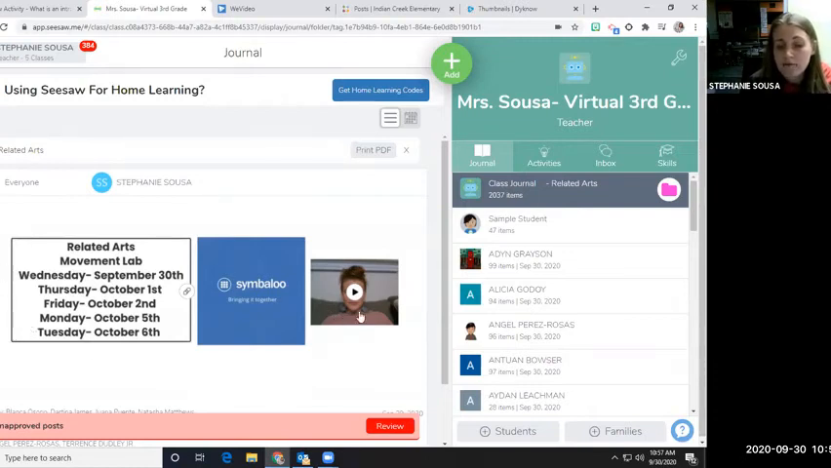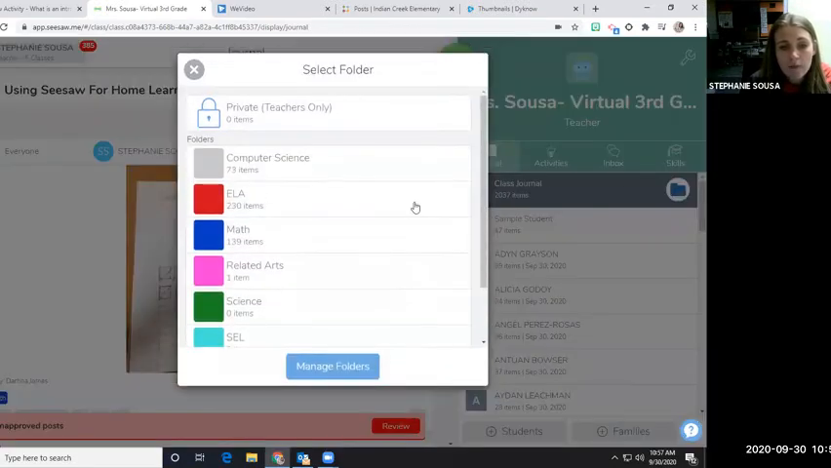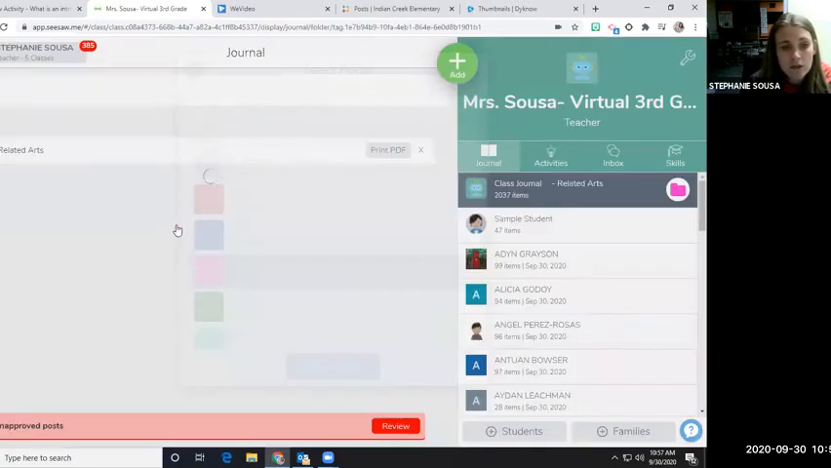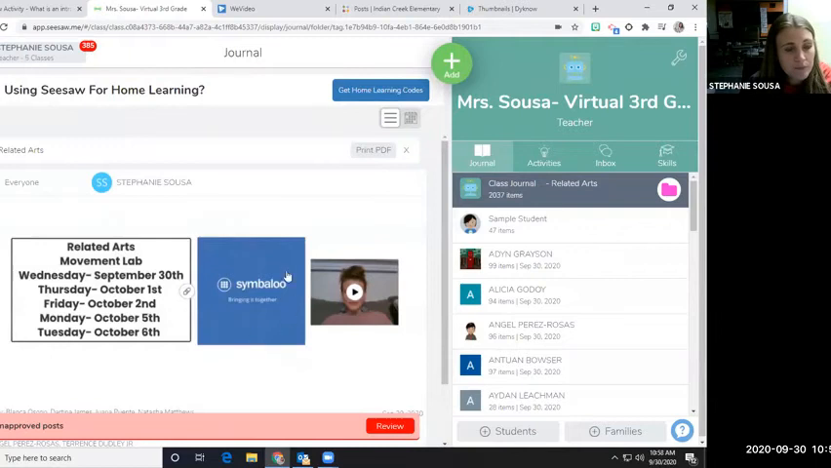So when it's time for related arts later today, you're again going to go to your journal. You're going to click on your folders icon. You're going to open up that related arts folder. And here is your schedule and the work that you are going to do on Symbaloo. Okay?